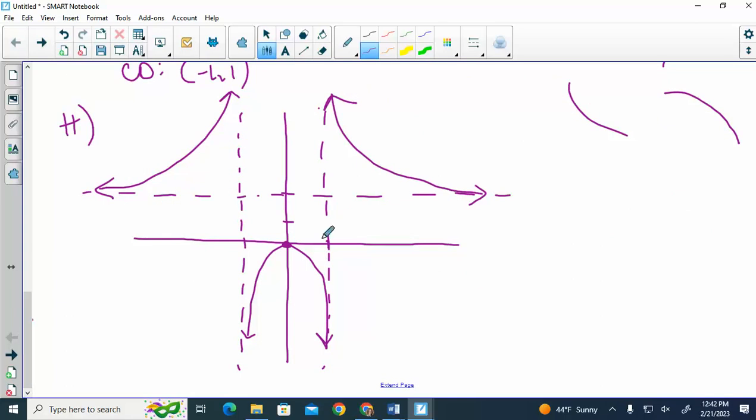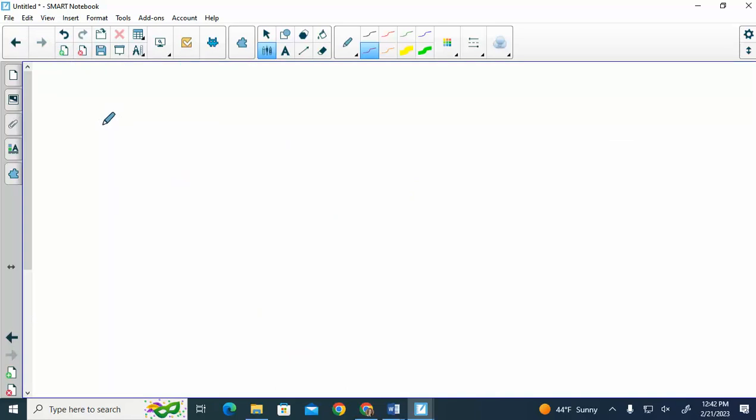Just excuse the part where I kind of ran into my asymptote there. I got lazy and didn't want to redraw. So, is that one okay? Yes. All right. Let's look at the next one.